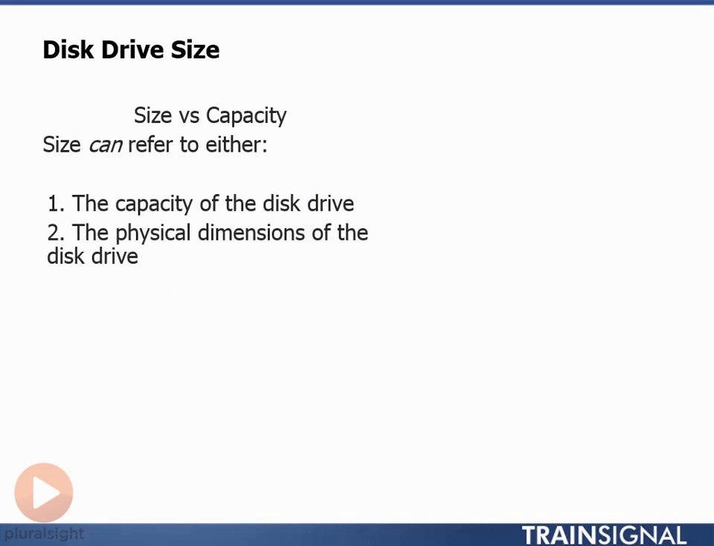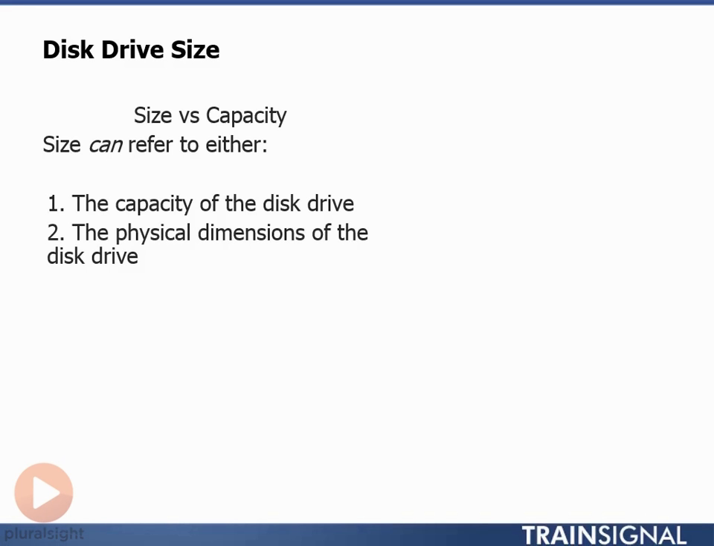In the disk drive world, size and capacity can mean two different things. When referring to the size of a disk drive, you'll probably be referring to how much data it can hold, or how much capacity it has. But you could also be referring to the physical size and dimensions of the drive. So we'll mention those here.